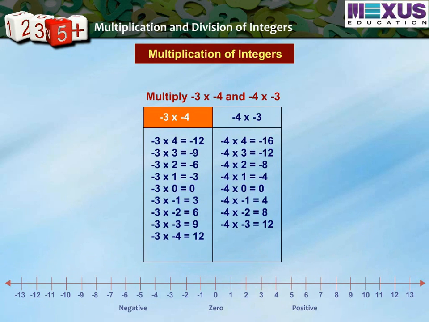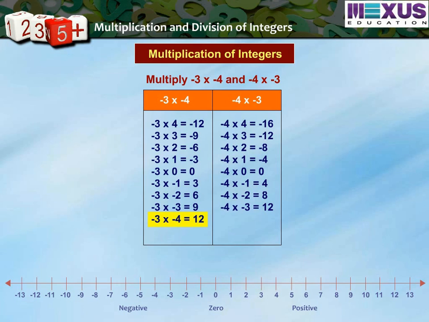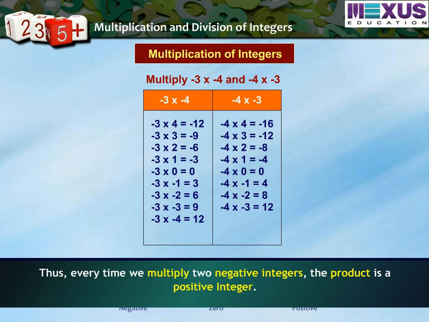Now, what if we multiply -3 into -4 and -4 into -3? Let us see. Here, when we multiply -3 into -4, we notice that as the number of times we multiply goes down by 1, the product increases by 3. And when we multiply -4 into -3, we notice that as the number of times we multiply goes down by 1, the product increases by 4. And lastly, we get -3 into -4 is equal to -4 into -3 is equal to 12. Thus, every time we multiply two negative integers, the product is a positive integer.